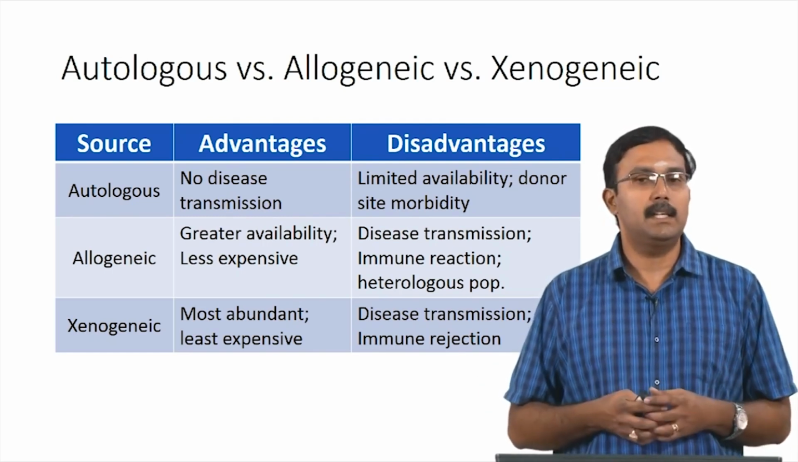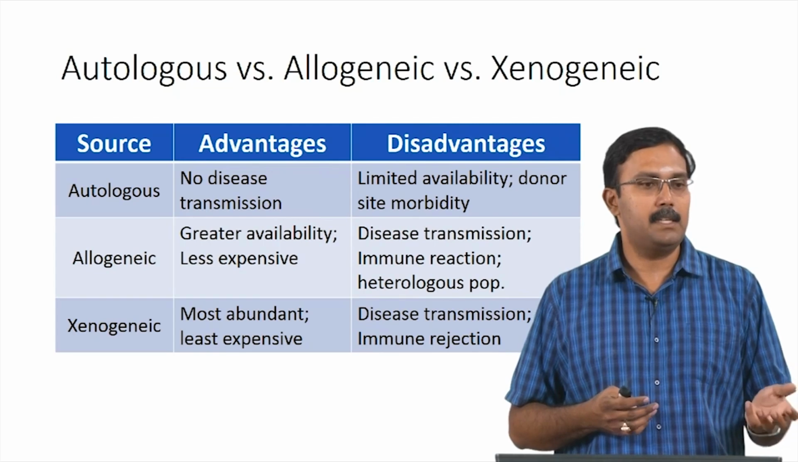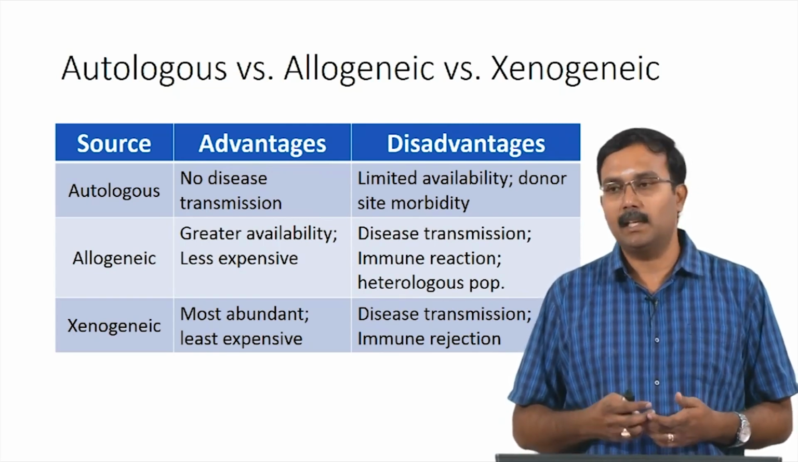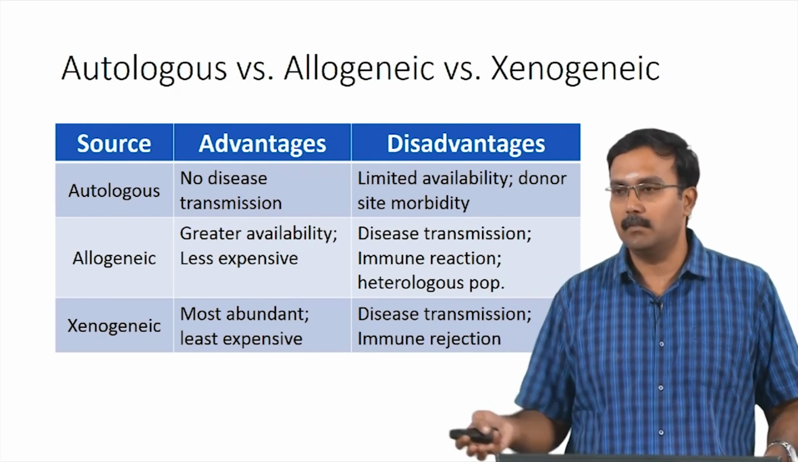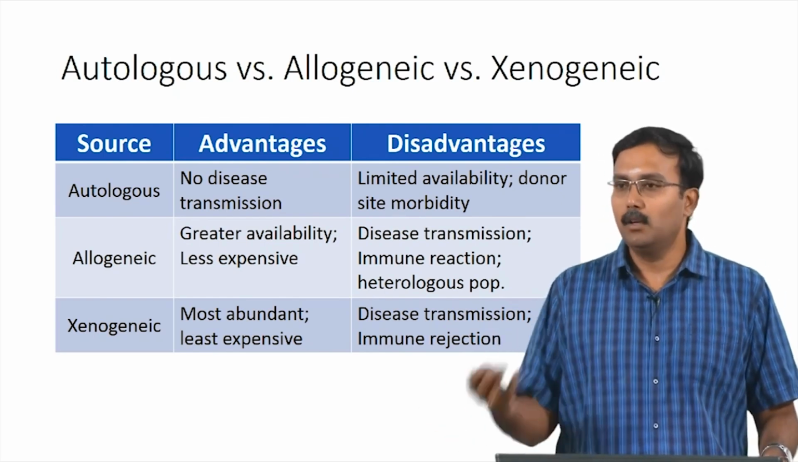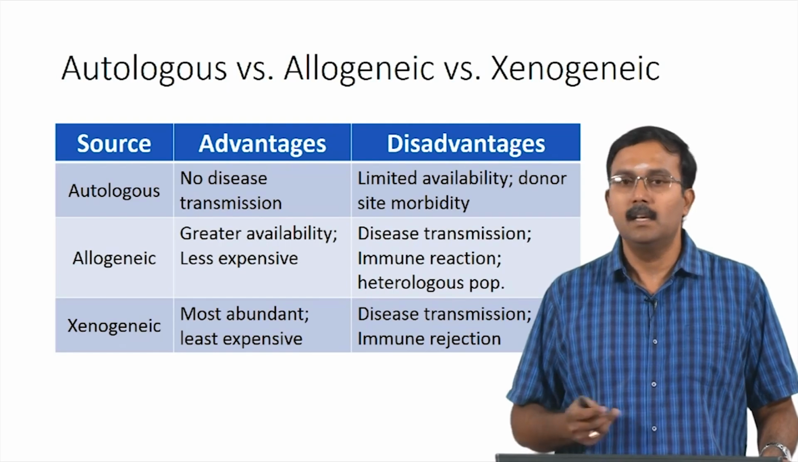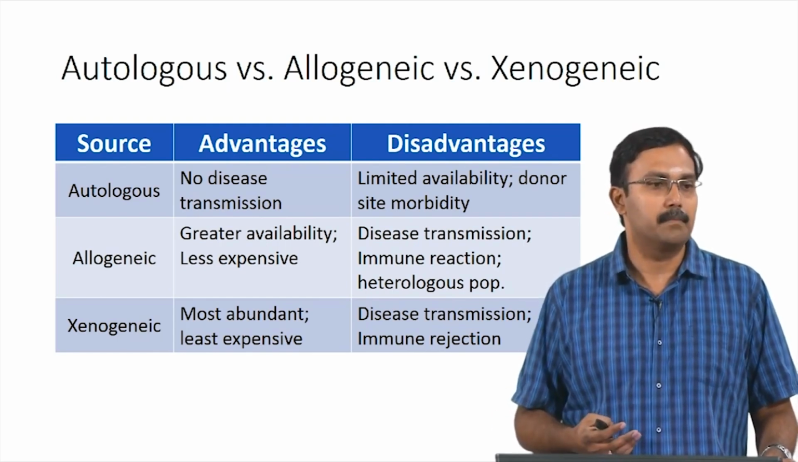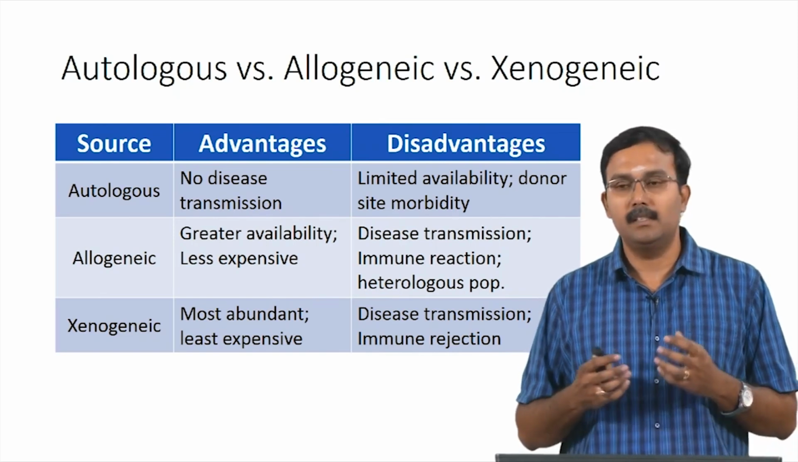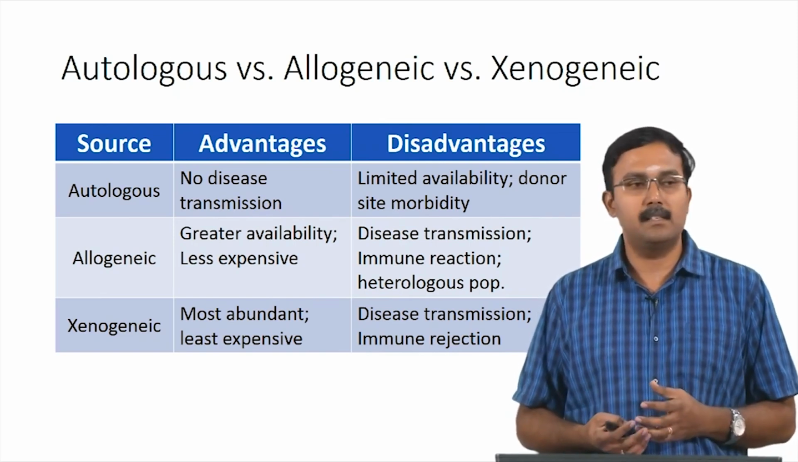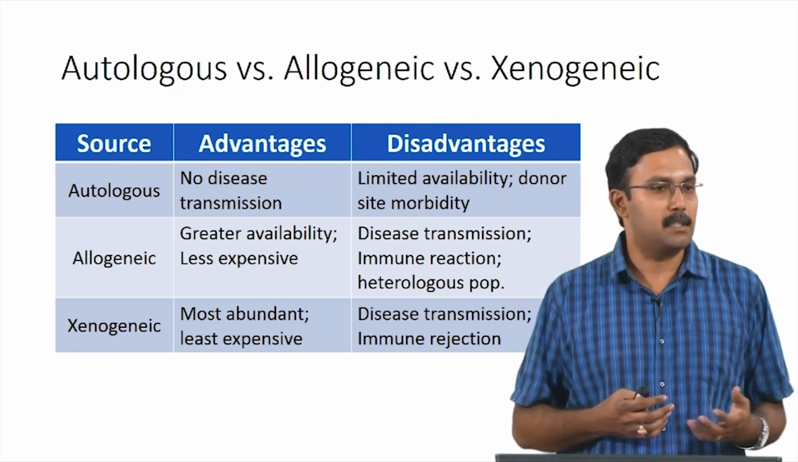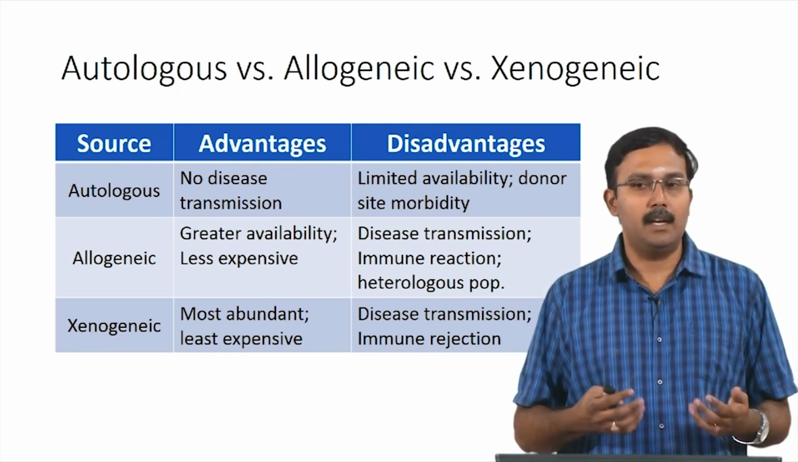So, xenogenic cells are cells from other species, which means they are the most abundant and the least expensive. So, you can actually get them from organisms which can be grown for harvesting these cells, but there is a much higher risk of disease transmission and immune rejection. So, it is important to balance these advantages and disadvantages. So, people do try to use autologous cells as much as possible. However, it is not readily available.